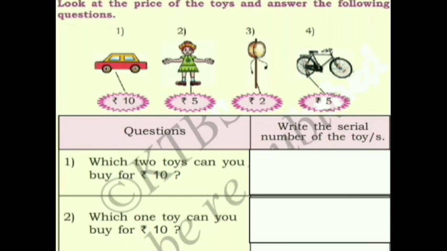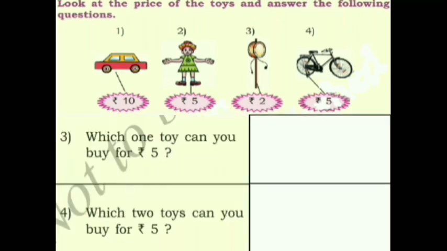Children, we can buy the number 2 doll and number 4 bicycle for 10 rupees. The next question is, which one toy can you buy for 10 rupees? We can buy the number 1 car for 10 rupees. The third question is, which one toy can you buy for 5 rupees? We can buy the number 4 cycle for 5 rupees.